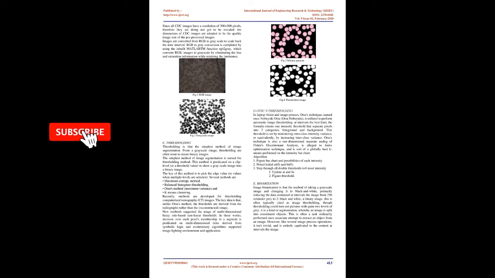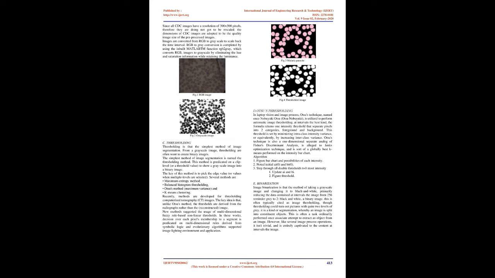Otsu's thresholding. In computer vision and image processing, Otsu's method, named after Nobuyuki Otsu, is used to perform automatic image thresholding. In the simplest form, the algorithm returns a single intensity threshold that separates pixels into two classes, foreground and background. This threshold is determined by minimizing intraclass intensity variance, or equivalently, by maximizing interclass variance. Otsu's method is a one-dimensional discrete analog of Fisher's discriminant analysis, is related to Jenks optimization method, and is equivalent to a globally optimal k-means performed on the intensity histogram.